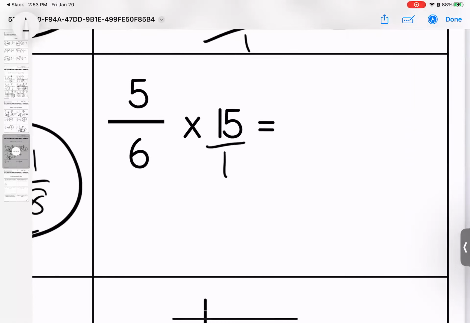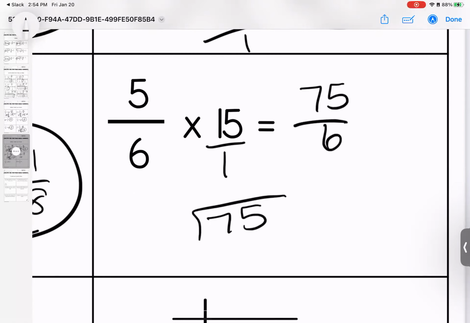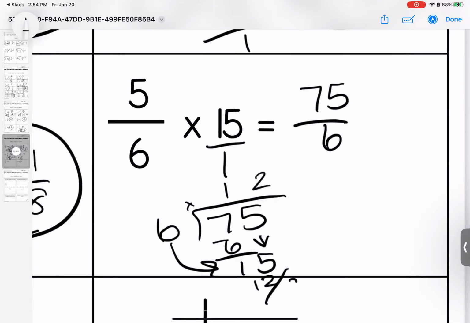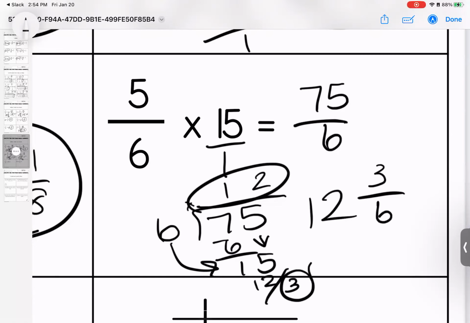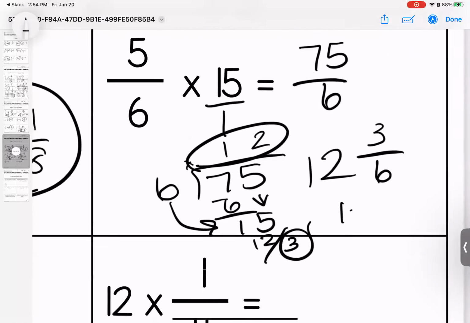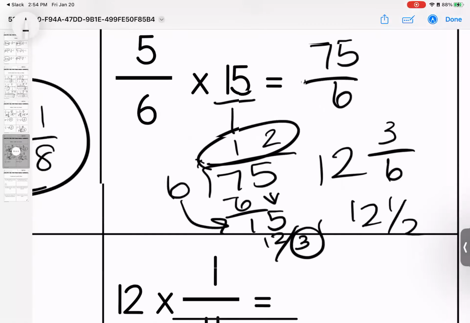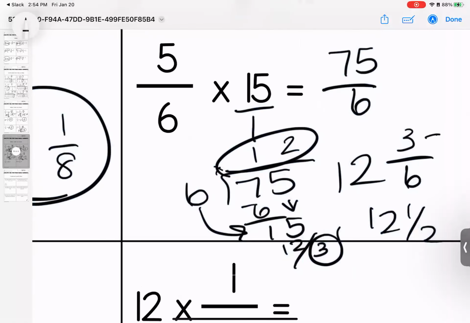Multiplying by 15 over 1. 15 times 5 is 75. 6 times 1 is 6. Divide to simplify. 6 goes into 7 one time because 1 times 6 is 6. Subtract. 7 minus 6 is 1. Bring it on down. 6 goes into 15 two times because 2 times 6 is 12. Subtract for 3. This means we have 12 and 3/6. I could also simplify this down to 12 and 1/2 by dividing these both by 3.